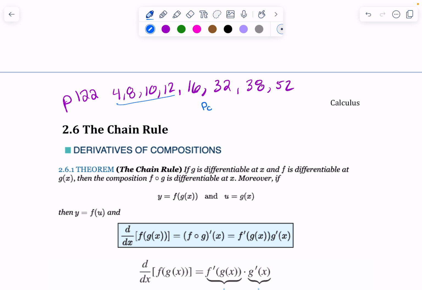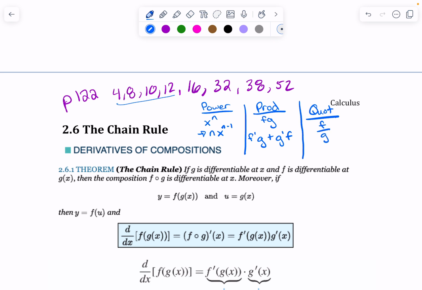Let's do power rule first. So we have the four rules. The power rule was if you have x to the nth power, then n comes down in front, x to the n minus 1. That's how you do the power rule, right? The product rule was if you have an f and a g multiplied together, the derivative will be f prime g plus g prime f, okay? The quotient rule is if you have an f divided by a g, and this is f prime g minus g prime f all over g squared.